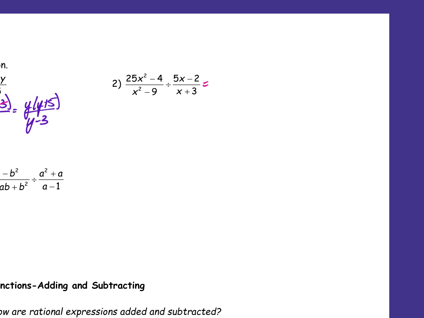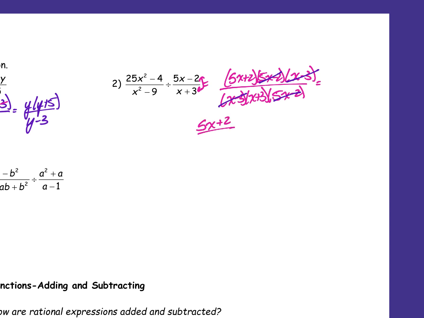So number 2, I'm going to factor the top. Oh, and I'm going to switch it because it's divide. So I'm going to get 5x plus 2 and 5x minus 2, and then switch x minus 3. And then x minus 3 and x plus 3 and 5x minus 2. So make some ones. I've got 5x minus 2 and 5x minus 2, x minus 3 and x minus 3. So I get left with 5x plus 2 over x plus 3.